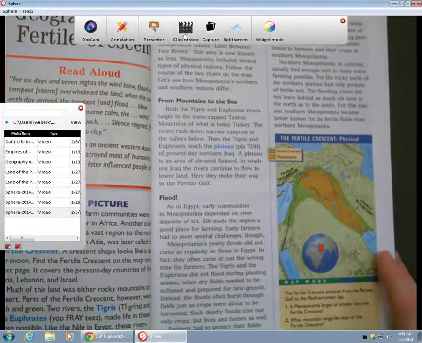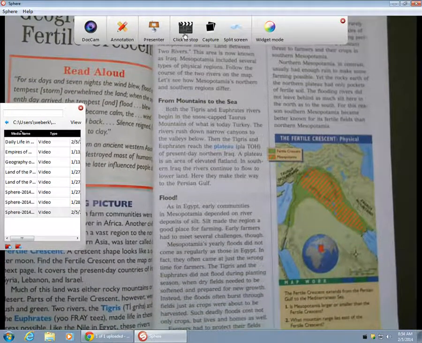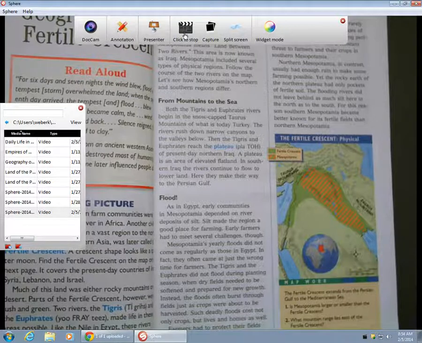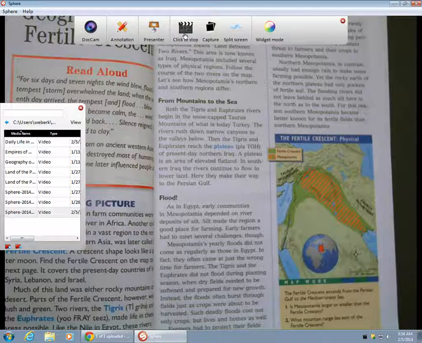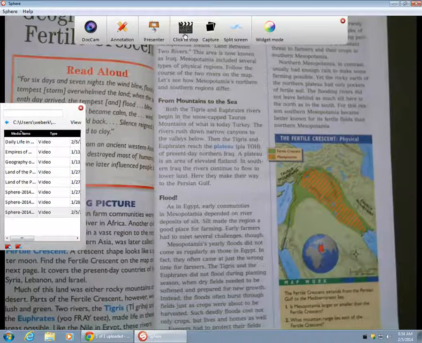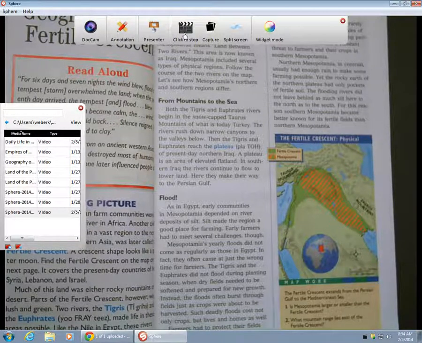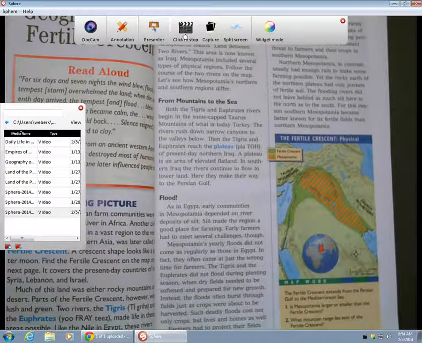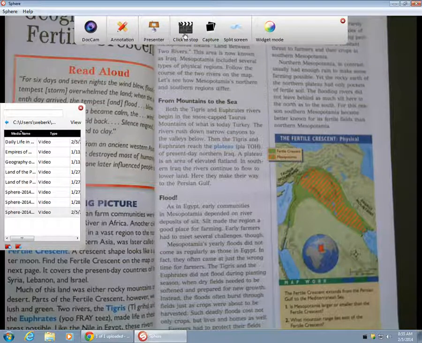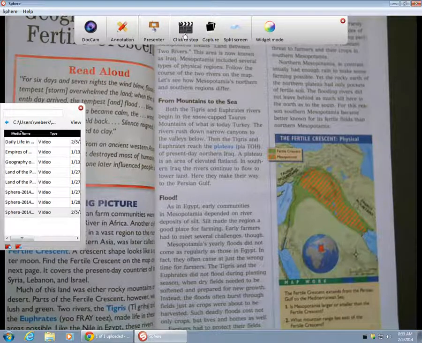Flood. As in Egypt, early communities in Mesopotamia depended on river deposits of silt. Silt made the region a good place for farming. Early farmers had to meet several challenges, though. Mesopotamia's yearly floods did not come as regularly as those in Egypt. In fact, they often came at just the wrong time for farmers. The Tigris and the Euphrates did not flood during planting season when dry fields needed to be softened and prepared for new growth. Instead, the floods often burst through fields just as crops were about to be harvested. Such deadly floods cost not only crops but lives and homes as well.